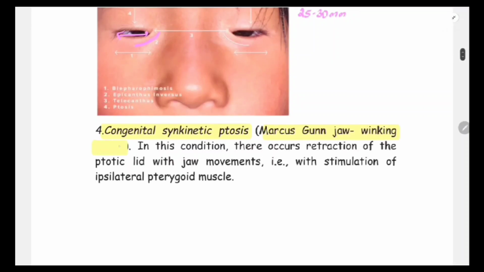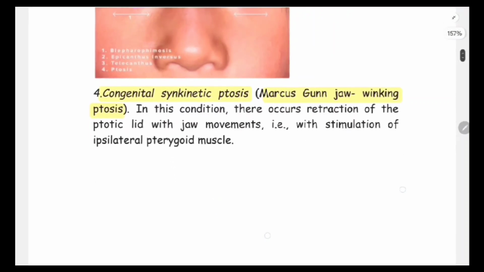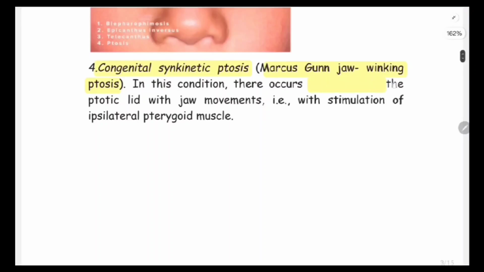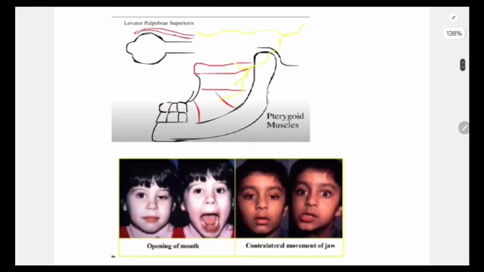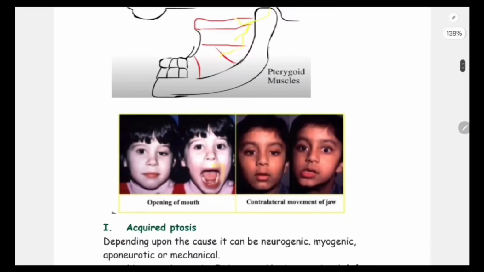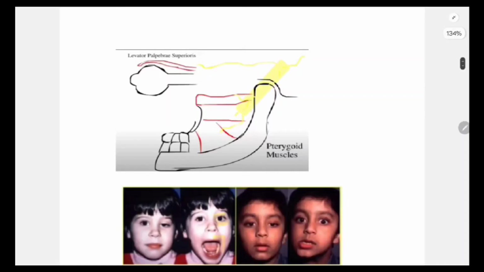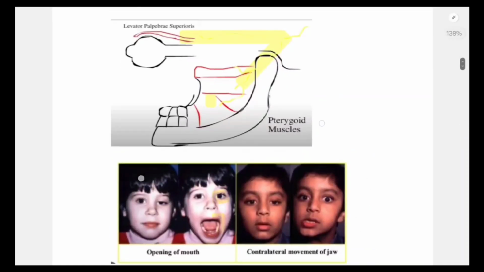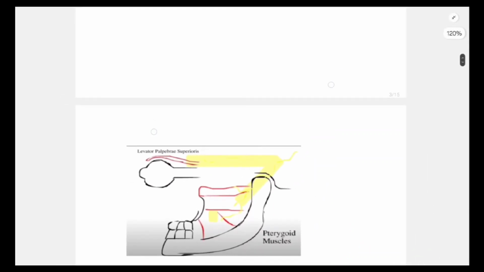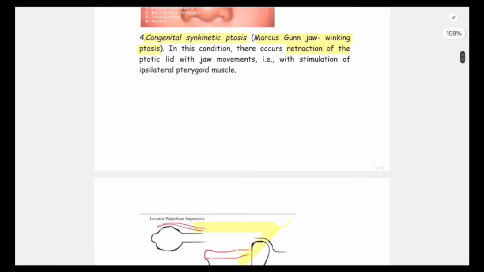Or congenital ptosis can be associated with congenital synkinetic ptosis, that is Marcus Gunn jaw-winking phenomenon. In this condition, there occurs retraction of the ptotic lid with jaw movement, that is with stimulation of the ipsilateral pterygoid muscle. Here with jaw movement we can see the retraction of the ptotic lid because of aberrant regeneration between the pterygoid muscle and the LPS muscle of the fifth nerve. Marcus Gunn jaw-winking syndrome is the most common type of congenital synkinetic neurogenic ptosis.